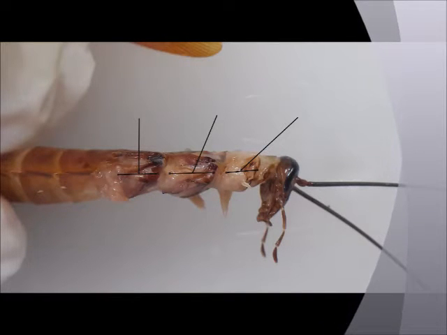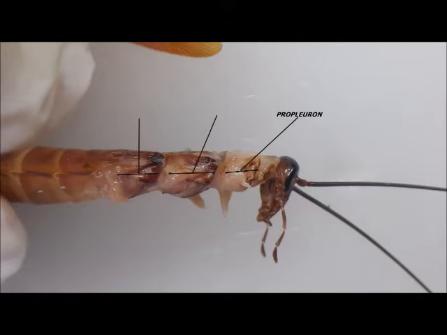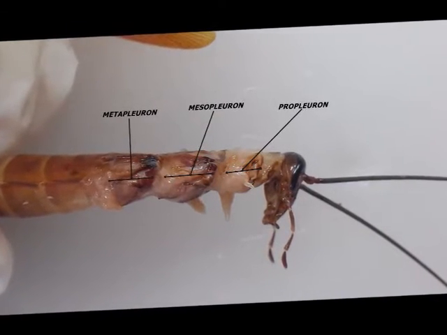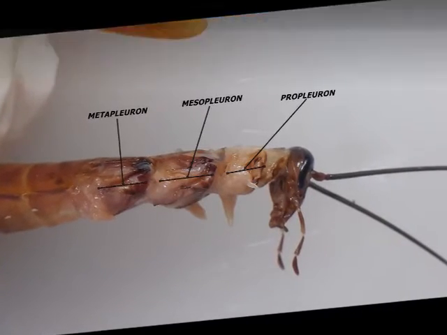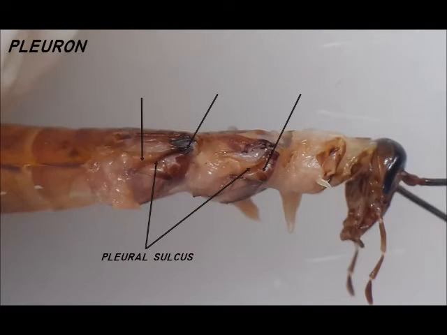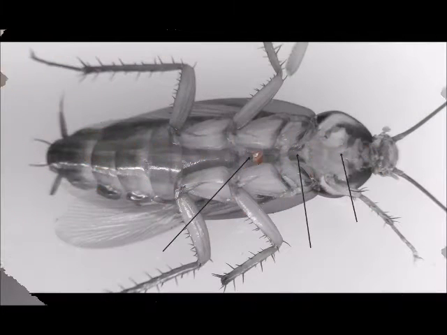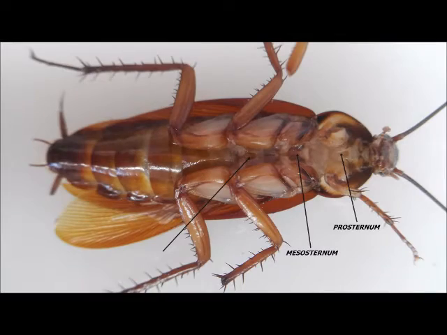The pleuron of the prothorax is called the propleuron. The pleuron of the mesothorax is called the mesopleuron, and the pleuron of the metathorax is called the metapleuron. It is usually divided by a pleural sulcus into at least two sclerites, an anterior episternum and a posterior epimeron. The sternum of the prothorax, mesothorax, and metathorax is called the prosternum, mesosternum, and metasternum respectively.